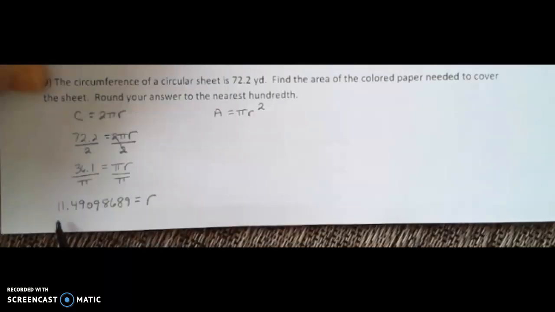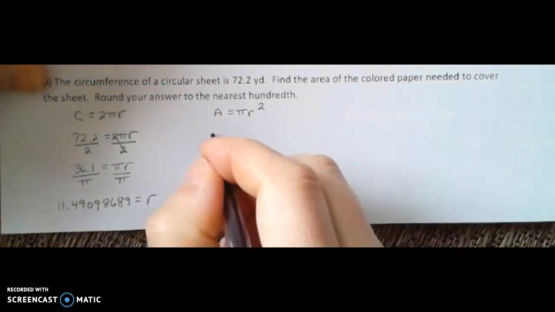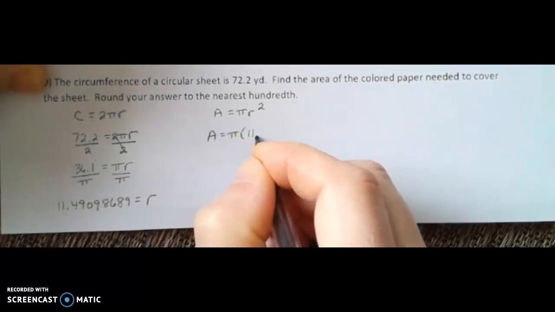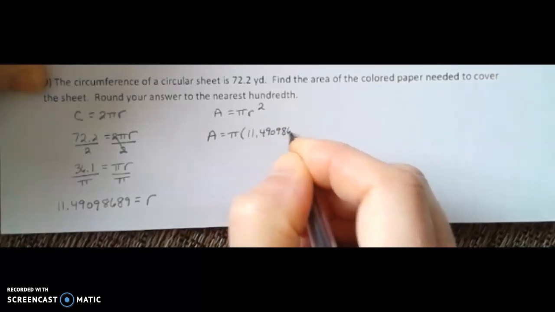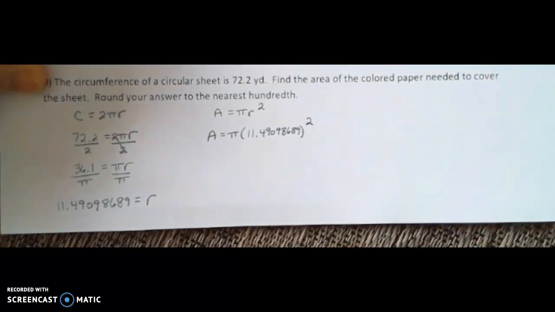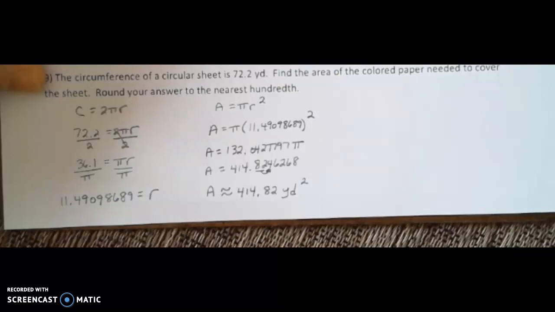So now that we've got our radius, this value here is what we're going to use to find the area. So A equals pi r squared, and we're going to substitute this entire decimal in, 11 and 49098689 squared. Okay, so let's use this now to find the area. The first thing we would have to do is square this number here, which gives us 132.0427797. Then you multiply by pi, which gives us this long decimal, and rounded to the nearest hundredth, 414 and 82 hundredths square yards.